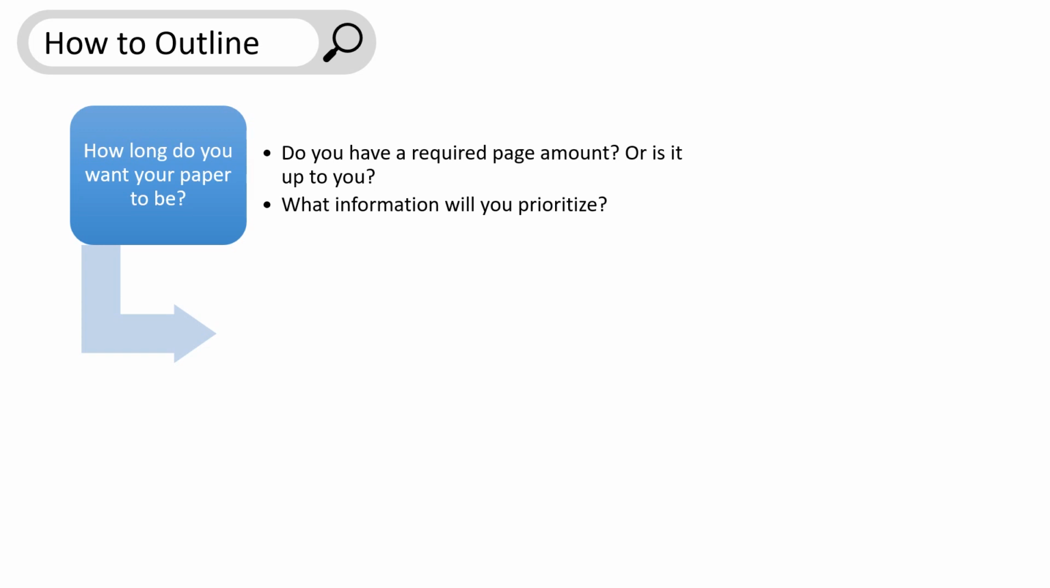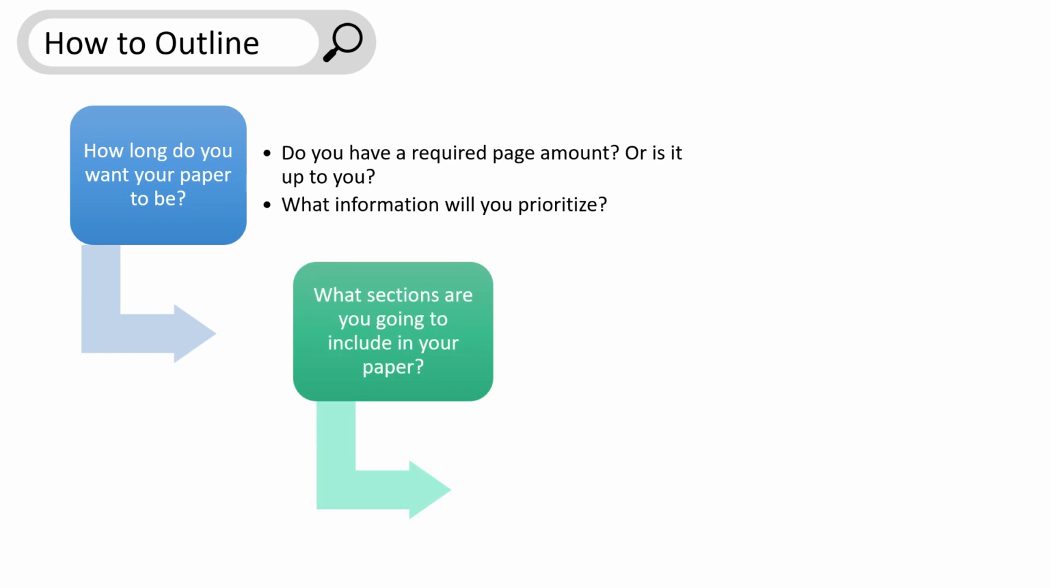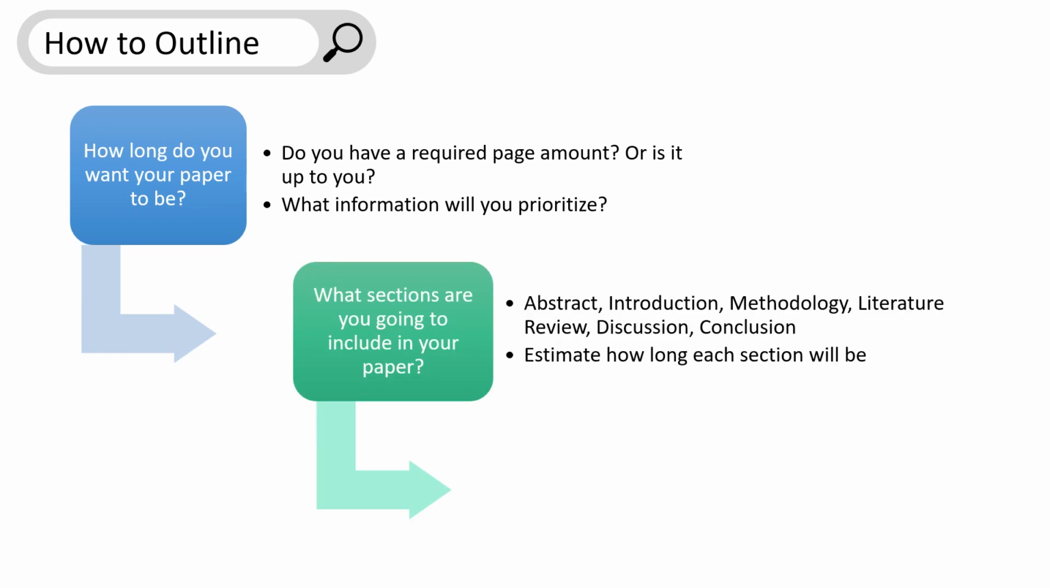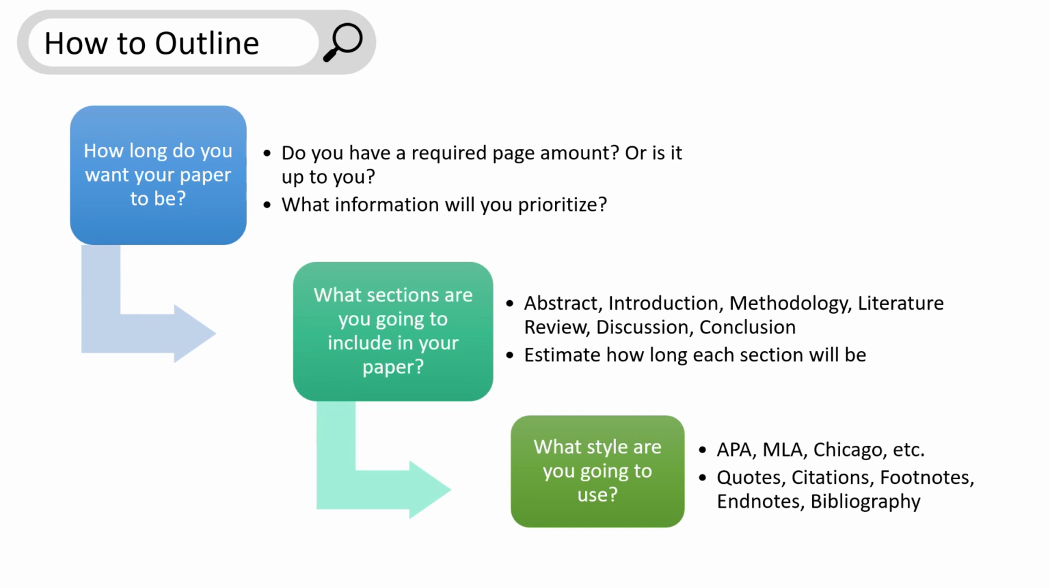What sections are we going to have in our paper? Will we have sections such as an abstract, introduction, methodology, literature review, discussion, and conclusion? Or are we just going to separate the paper into sections based on topic or big idea? Also, let's estimate how long each section will be so that we make sure we hit a target amount of pages. And lastly, what style are we going to use? Will it be APA, MLA, Chicago, or any other type of style? And also we want to figure out how we are going to include quotes.